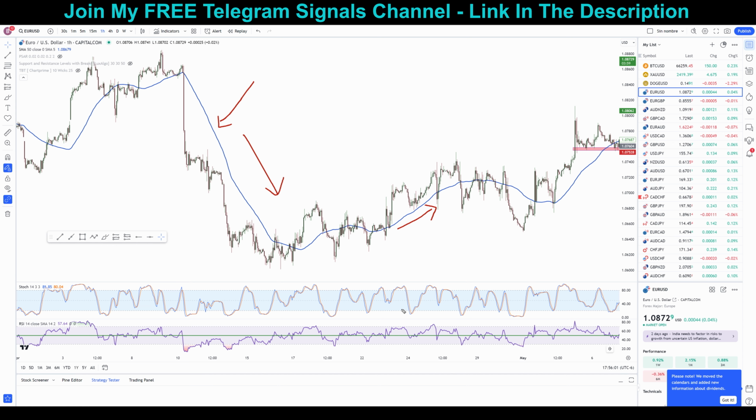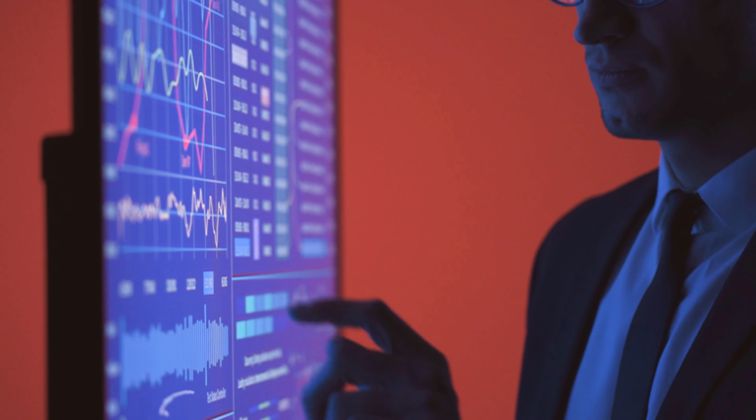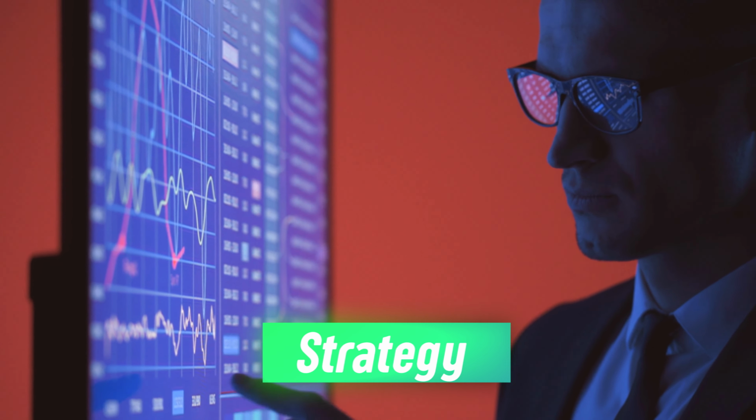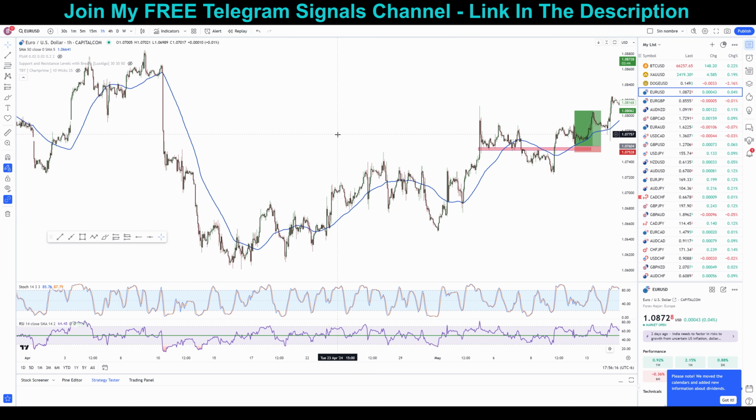This is how you identify a trend. Now, how are these strategy settings? In addition to the moving average, you just need two different indicators. Number one is the stochastic oscillator, and number two is the RSI, or relative strength index.